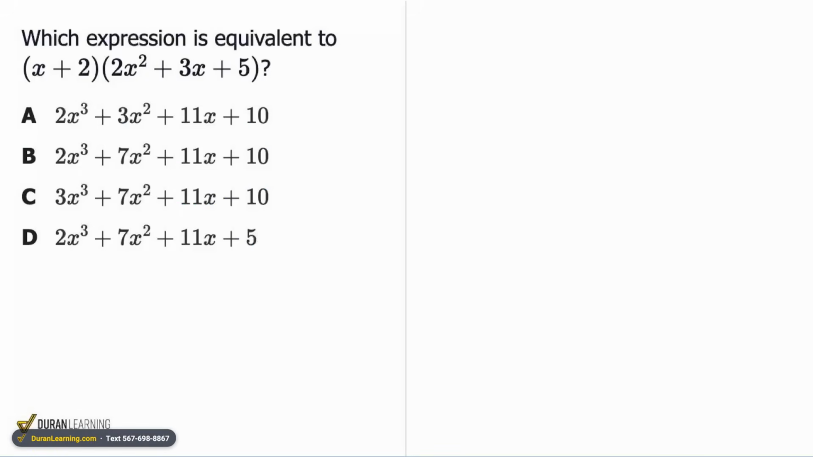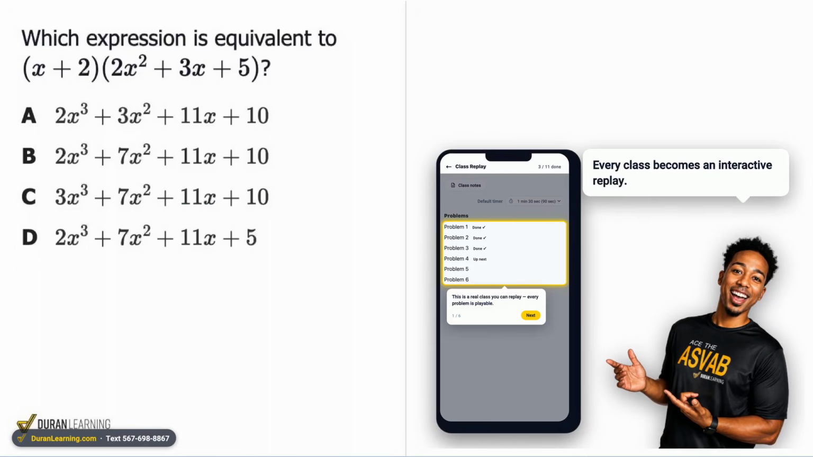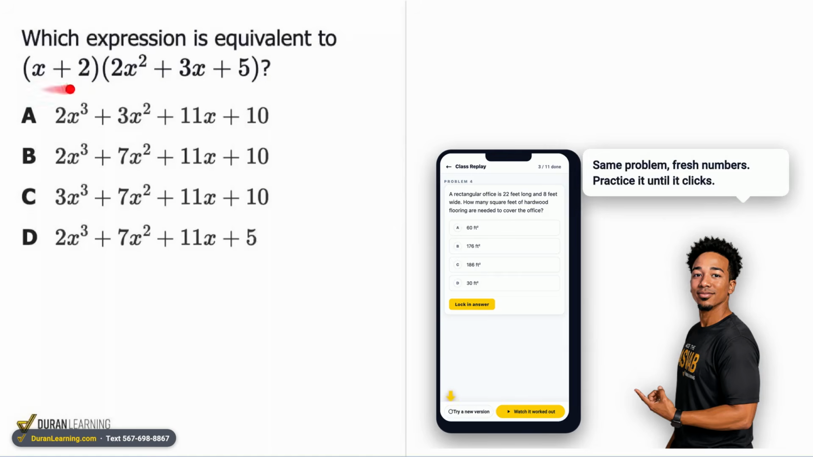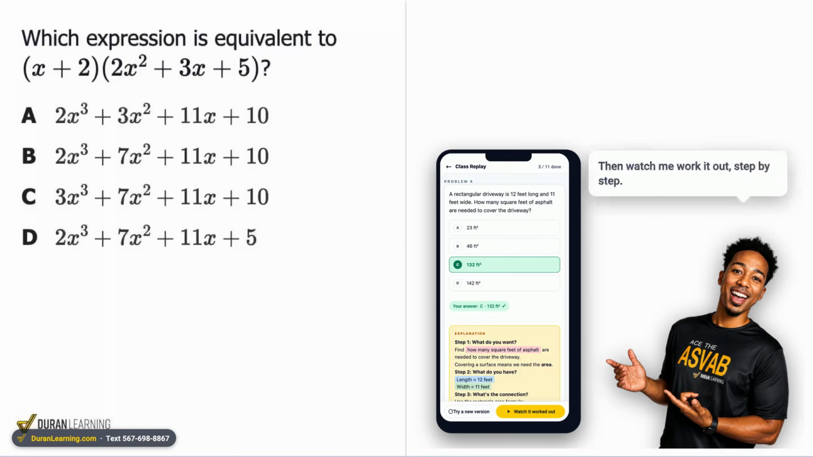All right, so here we are. We are looking at what we could really much describe as an elephant in the room. It says which expression is equivalent to x plus 2, which is fine, but then it's multiplied by a trinomial, not 2, but 3. So, everyone, this is where we think about this.